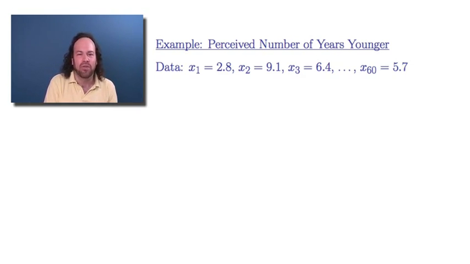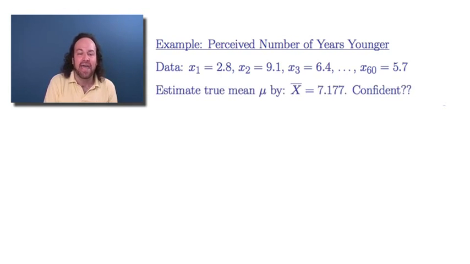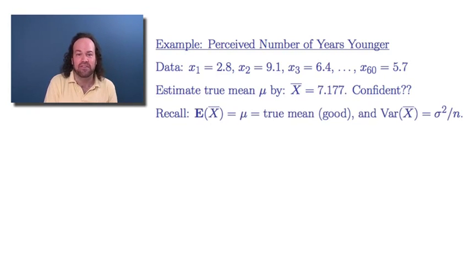Now, we already know that we could try to estimate mu by x bar, the sample mean, the mean of those 60 numbers that we got, the average. But does that mean we're sure that on average exactly 7.177 years is the perceived amount younger when anyone undergoes this plastic surgery? No, there's some uncertainty in the value of mu, and we would like to get a confidence interval for mu again. Well, just like last time, we know some things about the sampling distribution of this x bar. We know that on average, it equals mu, the true mean, so that's good.